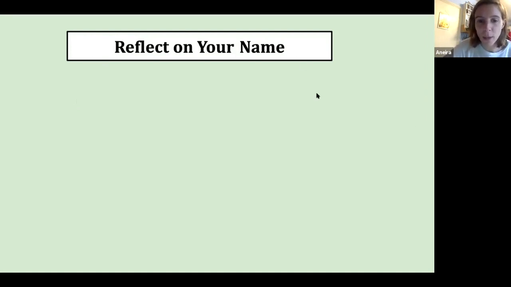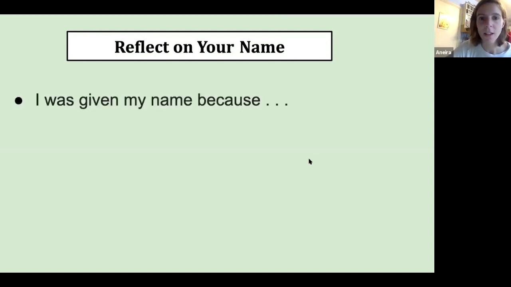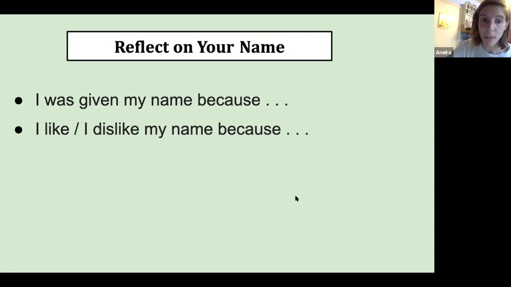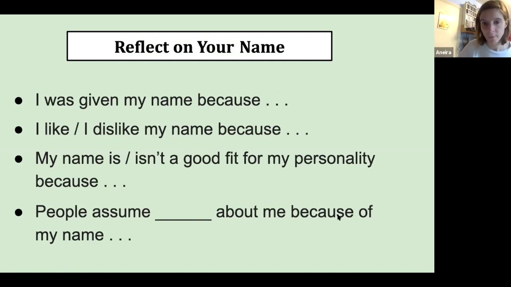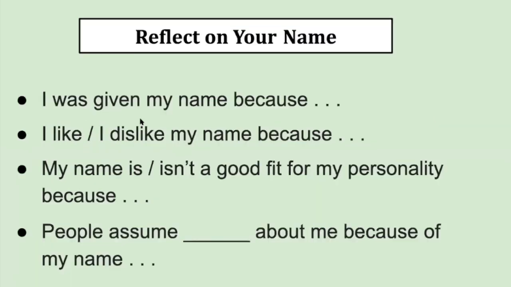So before we put you into breakout groups, I'm going to give you a moment to reflect on these sentence starters. The first one is, I was given my name because. Then, I like or dislike my name because. My name is or isn't a good fit for my personality because. And people assume something about me because of my name. So I'll give you a minute and a bit to think of your responses for this by yourself, and you'll be sharing these in breakout groups. Or whatever you want to share.